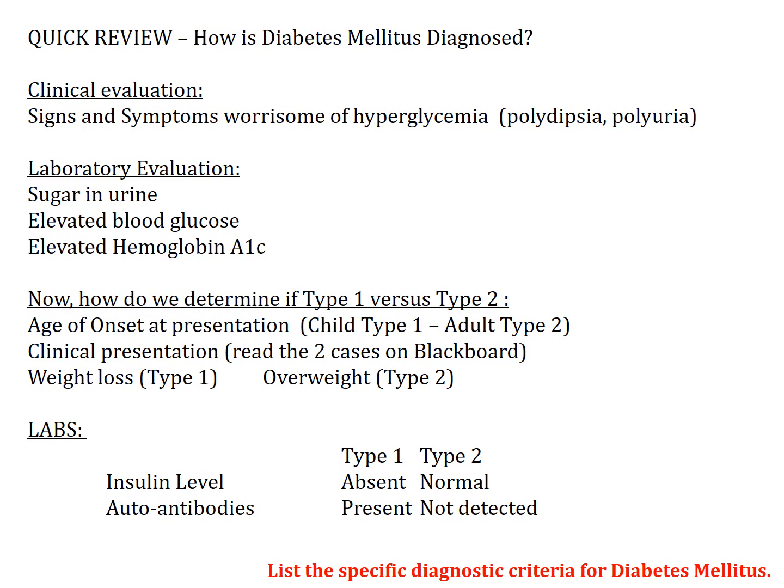All right, time for you to get on Blackboard, and you need to all list the specific diagnostic criteria for diabetes mellitus. And when I'm talking about specific diagnostic criteria, I'm talking about blood glucose and hemoglobin A1C, right? I want you to commit that to memory. So go ahead, list that on Blackboard.